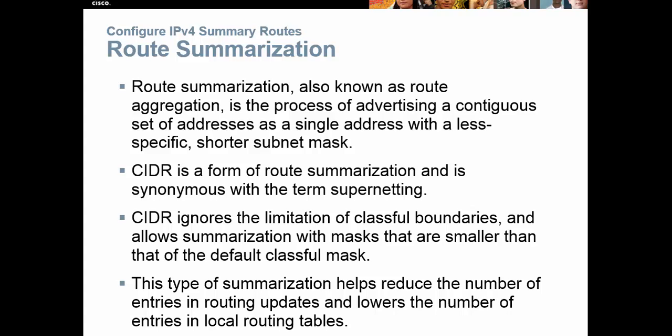CIDR is a form of route summarization, and is synonymous with the term supernetting. CIDR ignores the limitations of classful boundaries and allows summarization with masks that are smaller than the default classful mask. This type of summarization helps reduce the number of entries in your routing updates and lowers the number of entries in your local routing table. Keep in mind, the lower the number and the larger the area that it covers, the faster your routing and your netting is going to be.